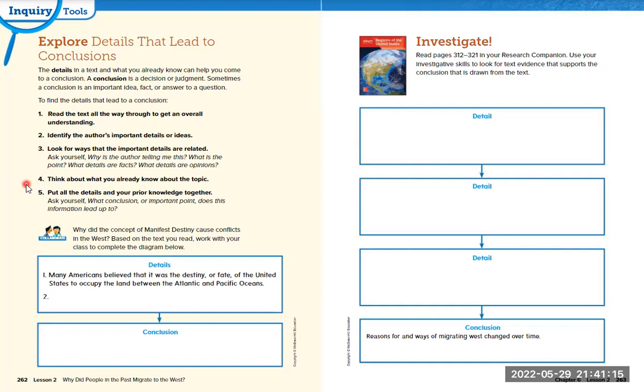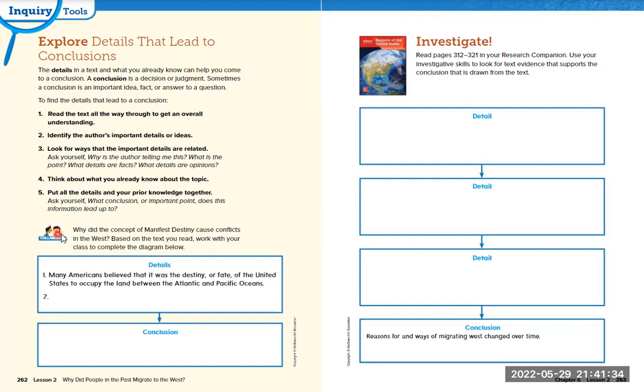The fourth thing would be, you have to think about what you already know about the topic. And the fifth one would be to put together all the details and information that you already know, so prior knowledge. Ask yourself, what conclusion or important point does this information lead up to? What is it all trying to say?